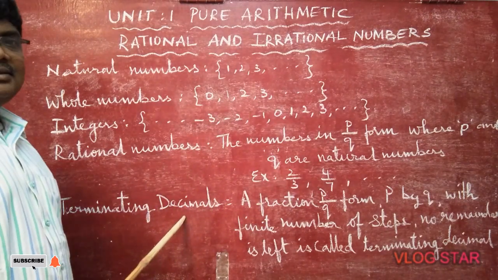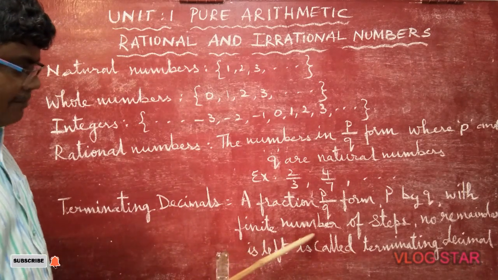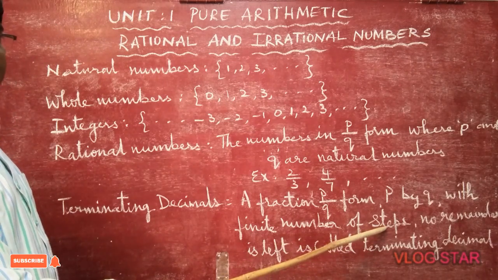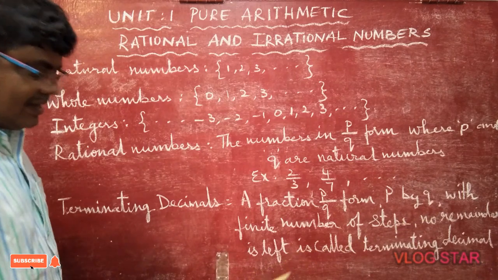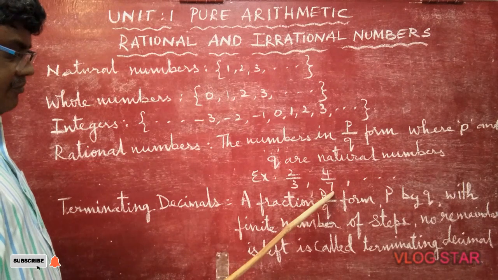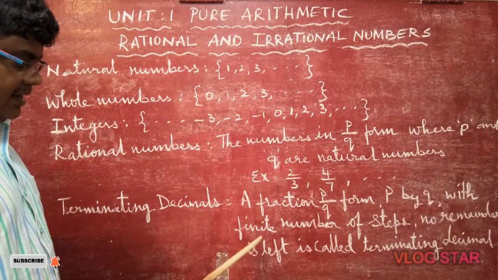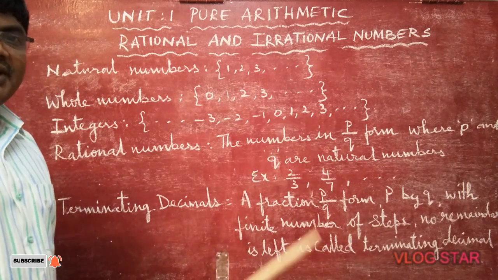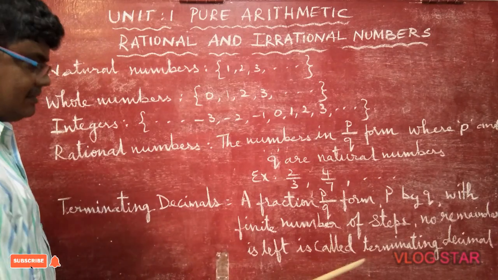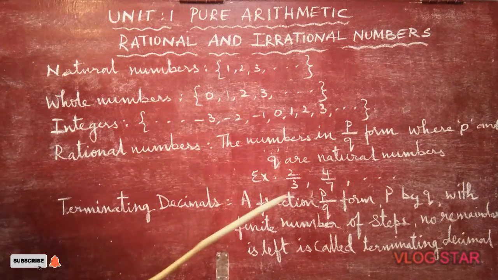Terminating decimals, just in one word, to remember this one: a finite number of steps. When we divide, no remainder is left. When we get 0, a fraction means P by Q form, P divided by Q. When we divide with a finite number of steps, if there is an end, the last 0 comes, we call it a terminating decimal. No remainder is left.